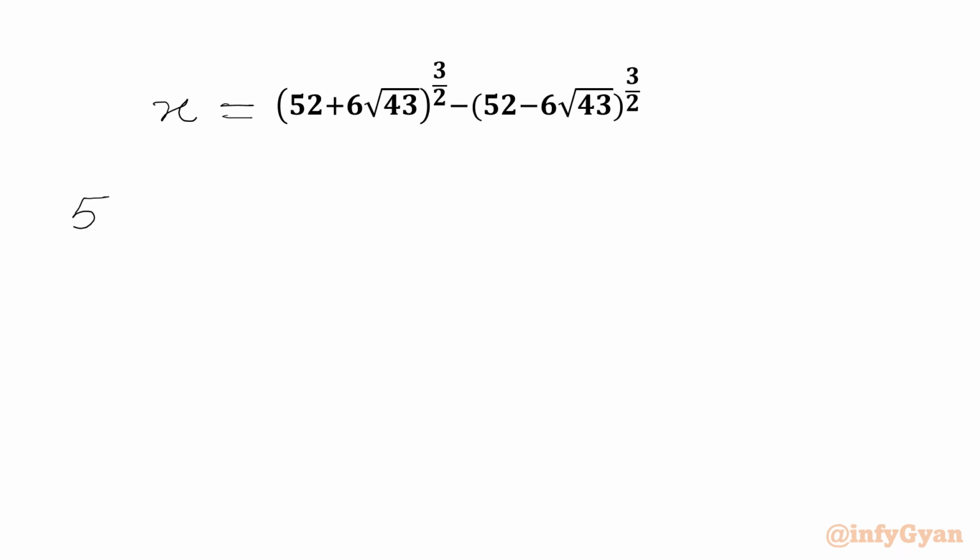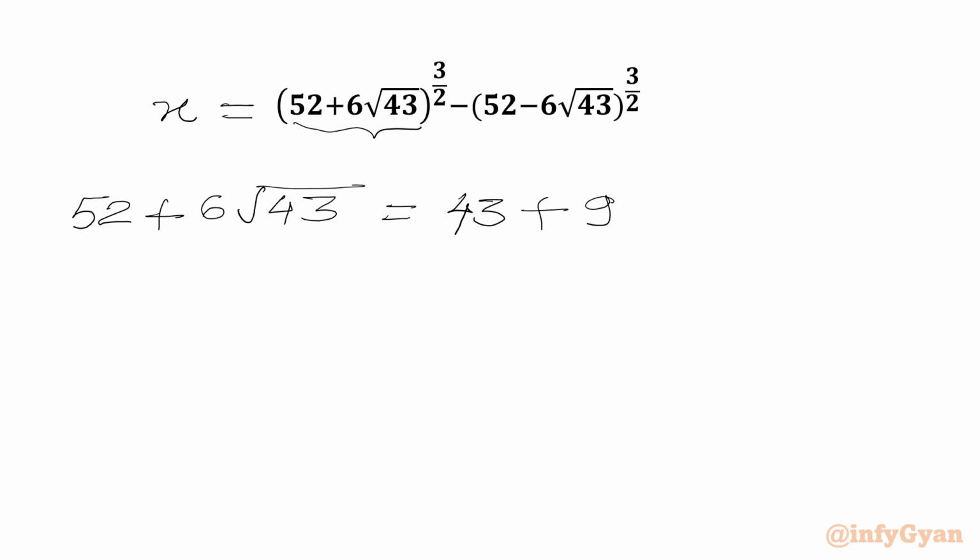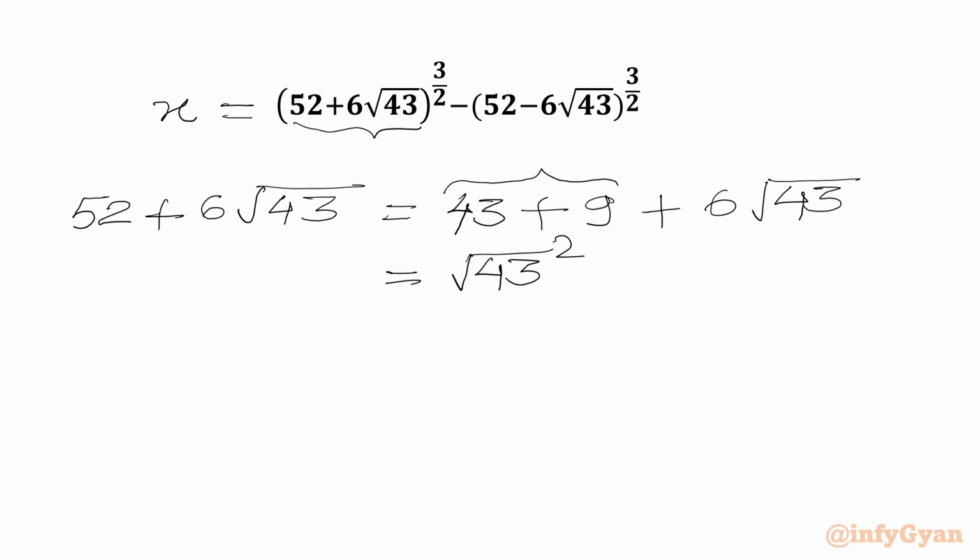Now we will write 52 + 6√43, where 52 equals 43 plus 9. Now 43 can be written as (√43) whole square, 9 is 3 square, and then 6 can be written as 2 times 3, times √43.